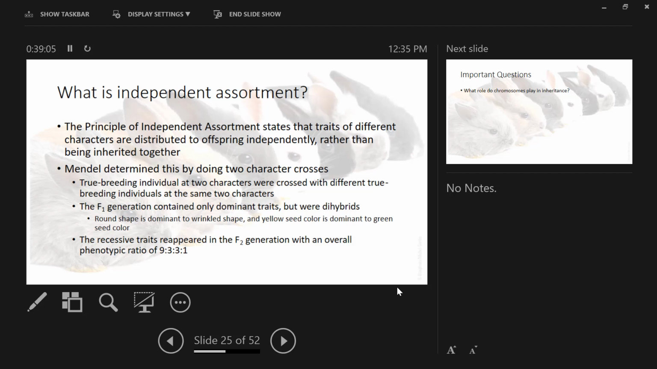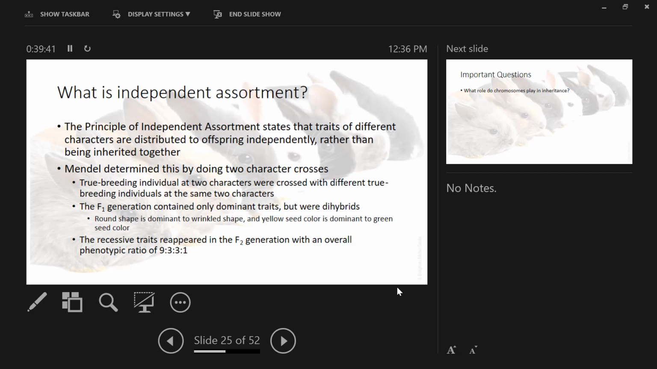All right? And so the recessive traits reappear, and they combine with some of the dominant traits into phenotypic ratios of 9 individuals with dominant for both, 3 individuals with dominant for the first, recessive for the second, 3 with recessive for the first, dominant for the second, and then 1 for recessive for both. Now, why can't we combine these 2 like we did in our coin flipping example, or in our law of segregation example?